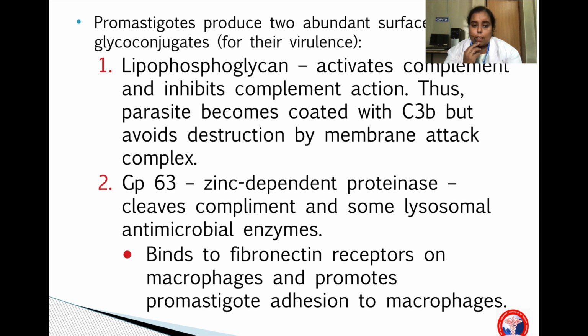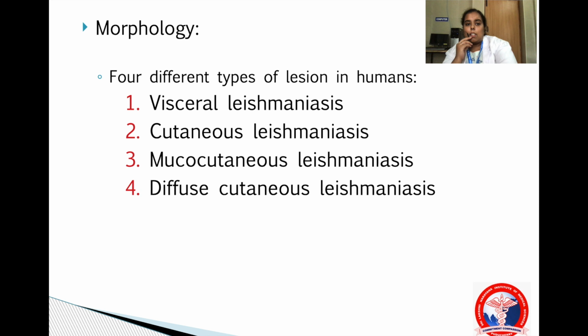Also, GP63, that is a zinc dependent proteinase, cleaves complement and some lysosomal antimicrobial enzymes. This enzyme binds to fibronectin receptors on the macrophages and promotes the promastigote adhesion to macrophages. So these are the factors for the virulence.